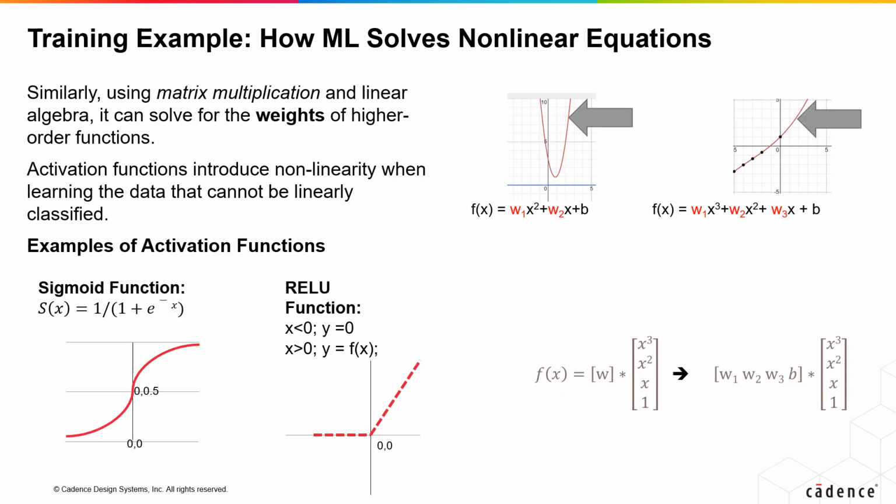Even if the nonlinear function can be broken into a bunch of small linear functions, it turns out a simple addition of linear functions cannot become a nonlinear function. Therefore, we use activation functions to introduce nonlinearity when learning the data that cannot be linearly classified. A simple ReLU function is commonly used for activation, where when x is negative, y is considered 0. Otherwise, y is the same as x.